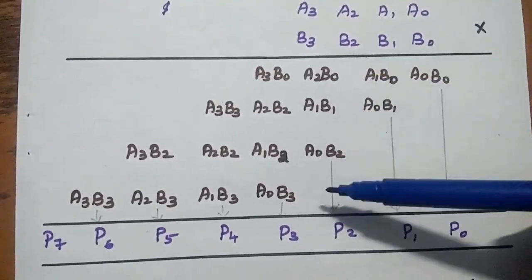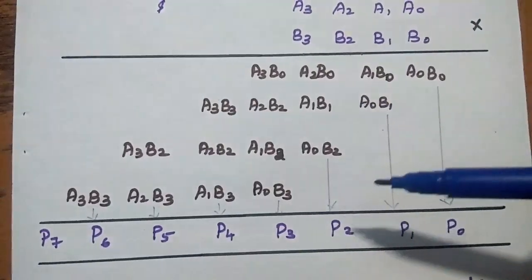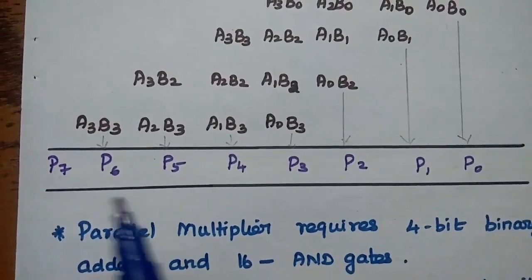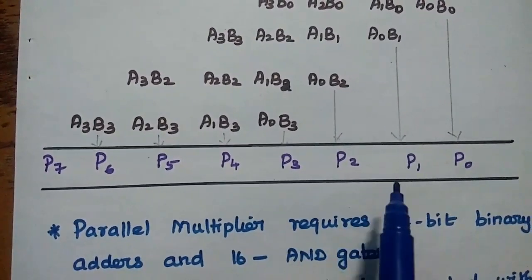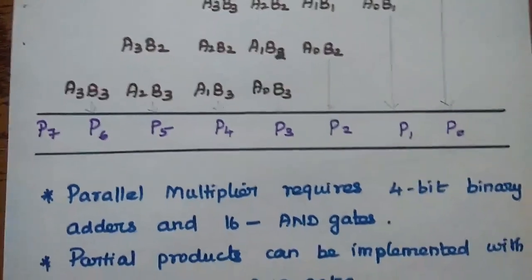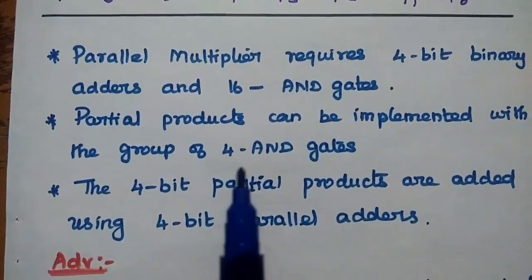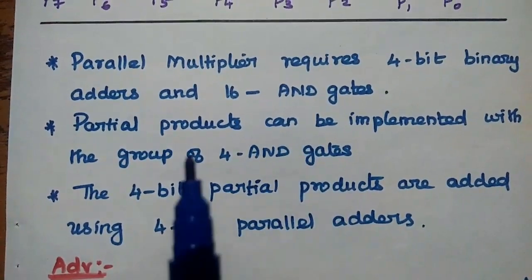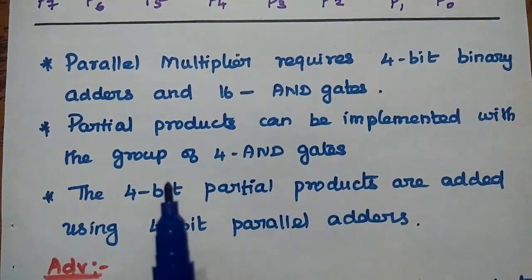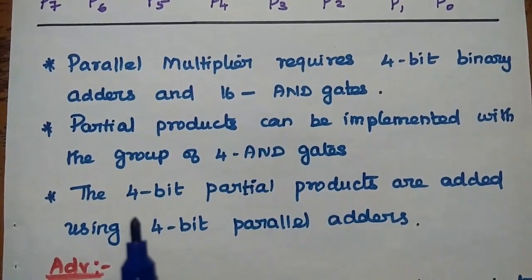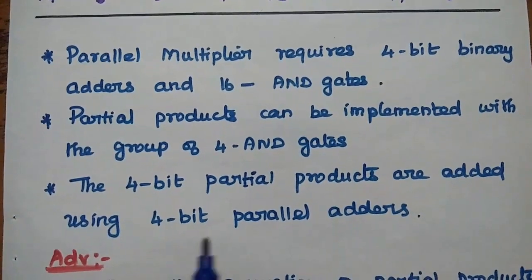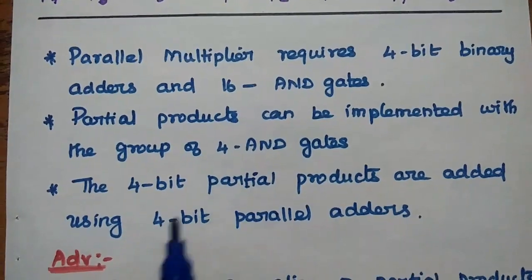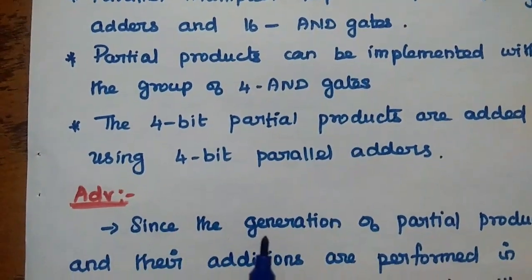Likewise, all these operations are done simultaneously in the parallel multiplier. Here we can get the values like P7, P6, P5. This is the final answer of this product. Parallel multiplier requires 4-bit binary adders and 16 AND gates. Here partial products can be implemented with a group of 4 AND gates, and the 4-bit partial products are added using 4-bit parallel adders. All these operations are performed simultaneously inside the parallel multiplier.